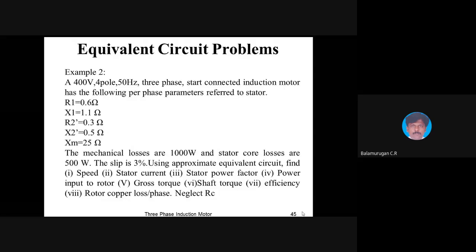So 1400 RPM. So you check 1440 or 1455 RPM. Synchronous speed is 1500. And slip is 0.03. Slip is 3%. So you'll get 1455. Yes, 1455 or no.